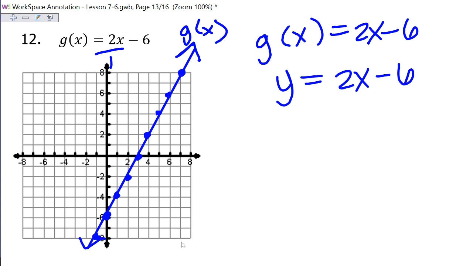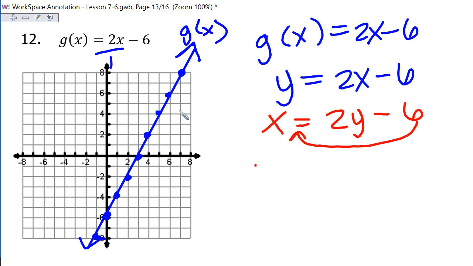How do you find the inverse? You have to switch the x and y. So the y switches to an x, and the x switches to a y. Now get the y by itself. So what happens to the negative 6 when I move it to the other side? So this will be x plus 6 equals 2y. Divide all three of these by 2.